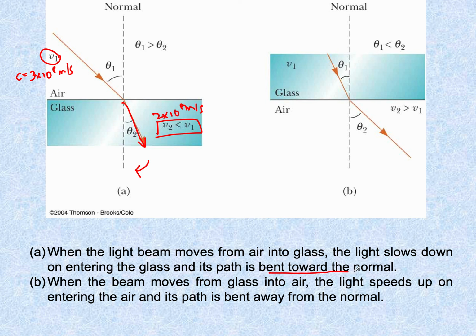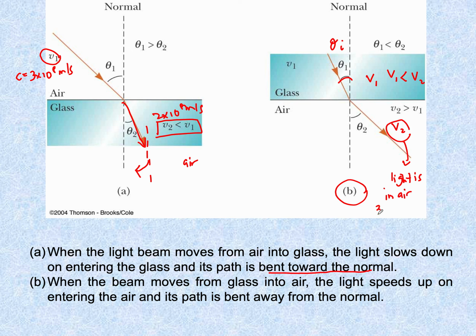But then from glass, if the light passes again into air, this is situation B. When light passes from glass to the air, this is considered your incident angle. Here this is velocity 1 and this is velocity 2. Velocity 1 is less than velocity 2 because for velocity 2 the light is in air.